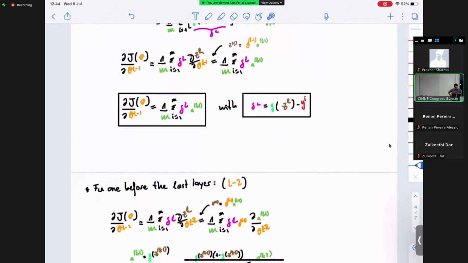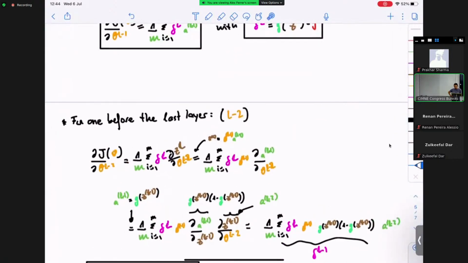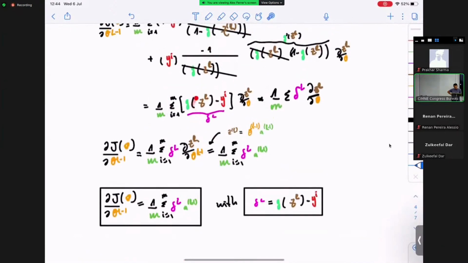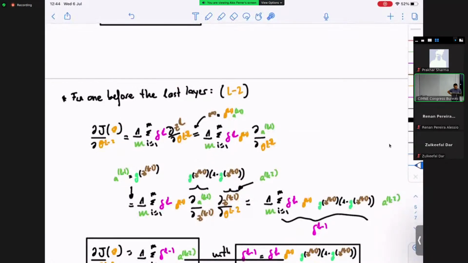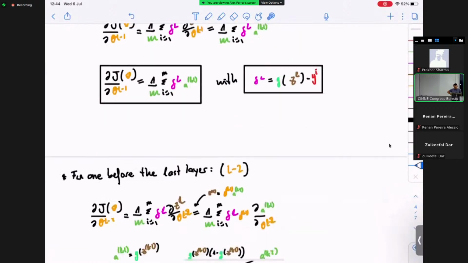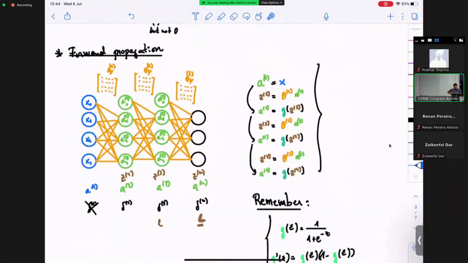Let's do now L minus 2. A little tedious, but we have to do it at least once. The derivative of J with respect to theta is delta L, and with this, we have to derive Z L. Instead of theta L minus 1, we have to derive with respect to theta L minus 2. But Z L is theta L minus 1 times A L minus 1. So the values that are inside are theta times A.